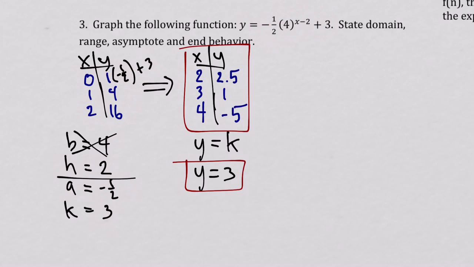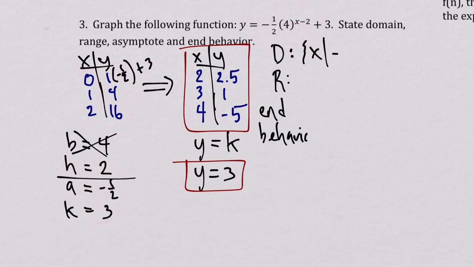The last thing you need to find is the domain, the range, and the end behavior. We don't really need the graph, although it does help to have it handy, but we could figure it out. Exponential functions have a domain of all real numbers, always, no matter what. So negative infinity is less than x is less than positive infinity, which basically means that x could be anything you want it to be. You could plug in whatever you want into this function. The range is limited by the asymptote.